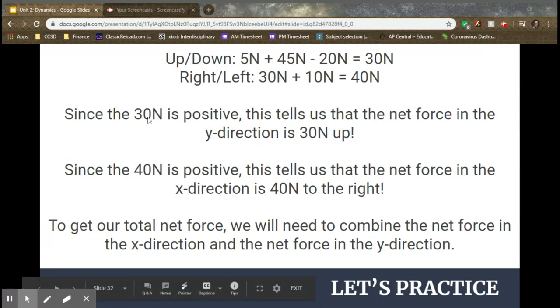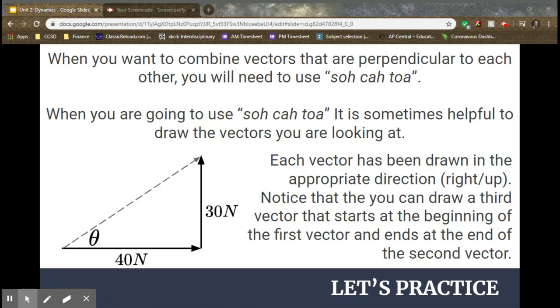So 30 newtons is positive. That means it's up, positive y direction. 40 newtons positive means it's in the positive x direction. It's going to the right. Now, in order to get a total net force, we're going to have to combine our net force in the y direction with the net force in the x direction. Because they're perpendicular, we have to use SOHCAHTOA and Pythagorean's theorem.